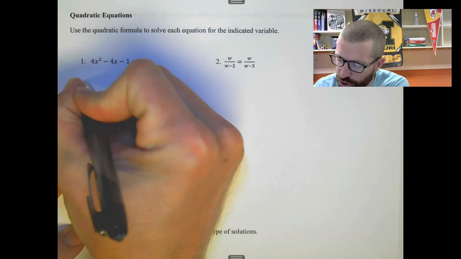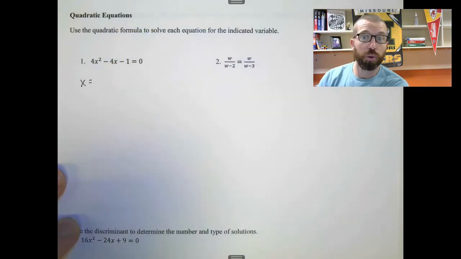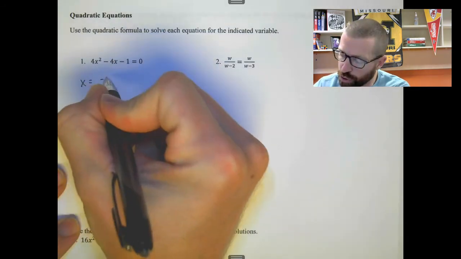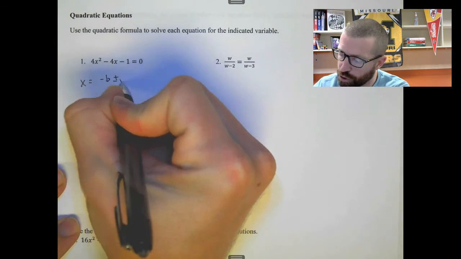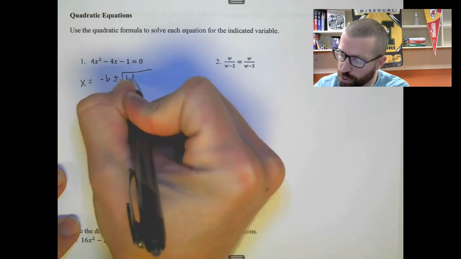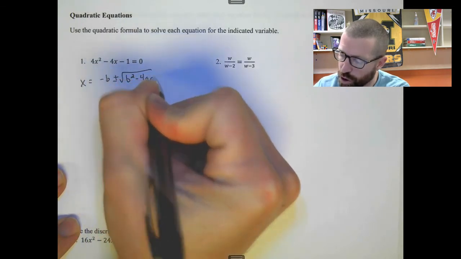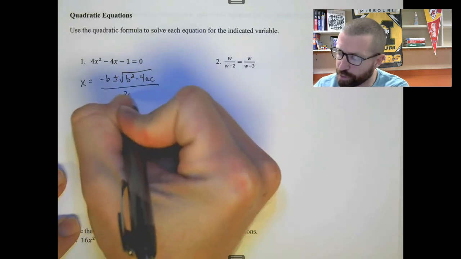It is x equals, and there's a good little song for it, too. So x equals negative b plus or minus square root b squared minus 4ac all over 2a.